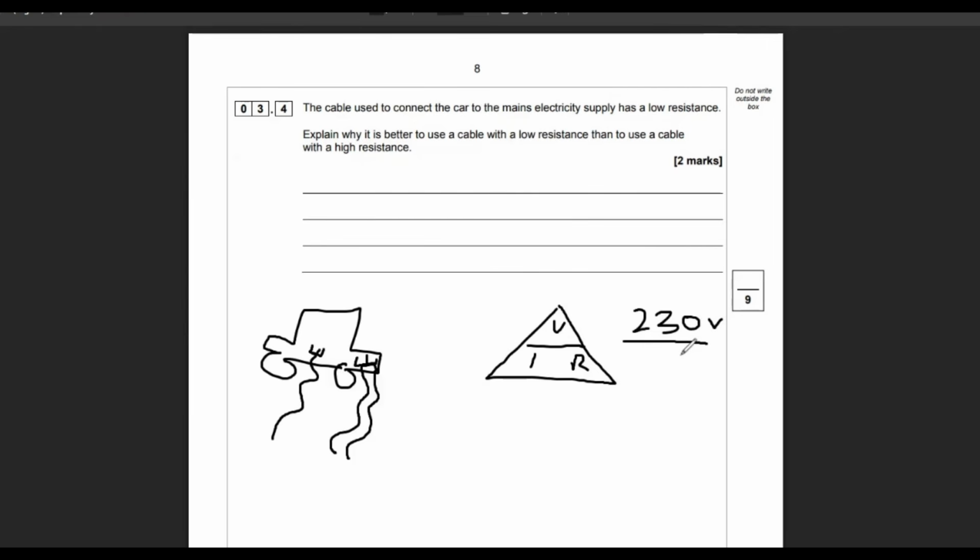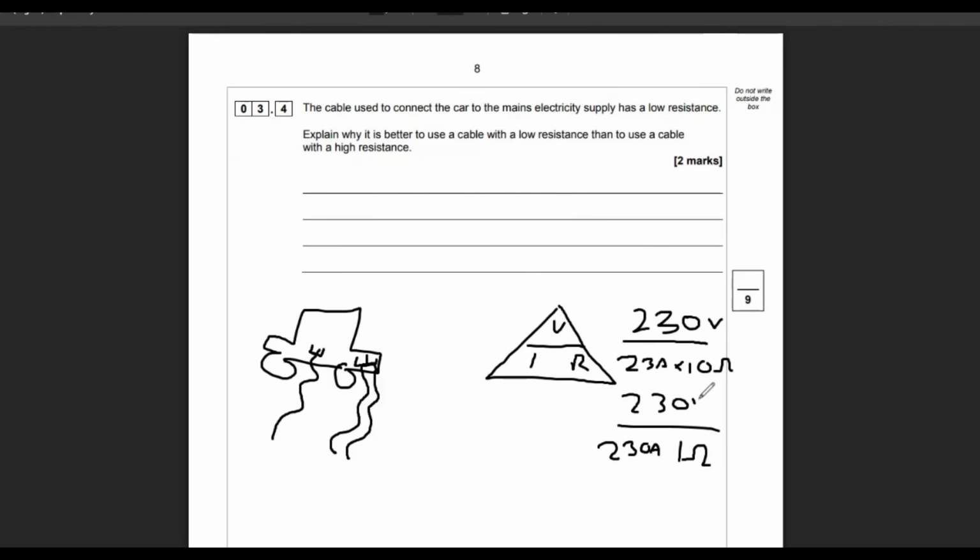So you can see that, let's say the resistance was 10. I had 10 ohms and I have 23 amps. So 230 divided by 10, I've got 23 amps, 10 resistance. Let's say I lower the resistance to 1 ohm. What is the current going to be? Well, the current is going to be 230 amps.